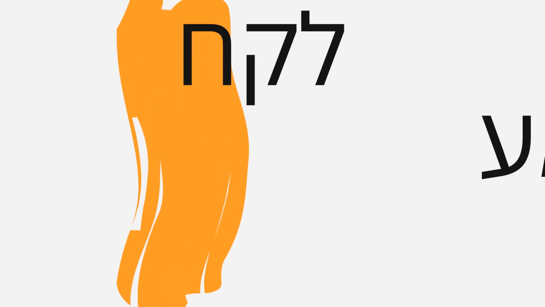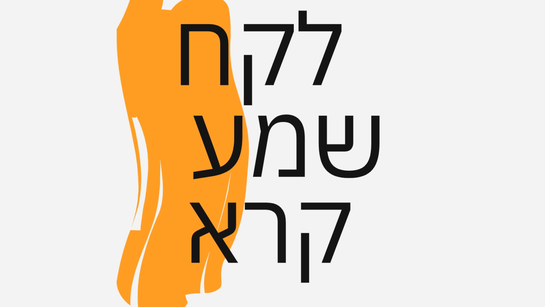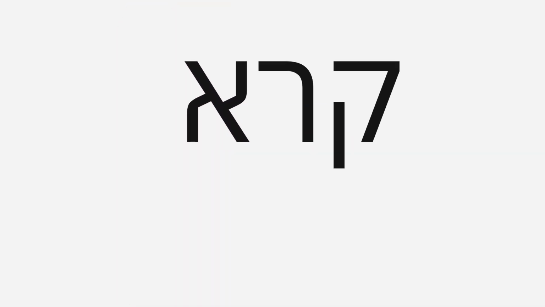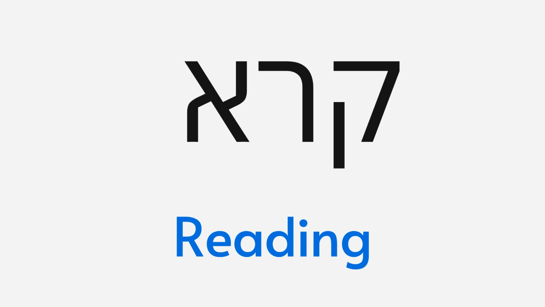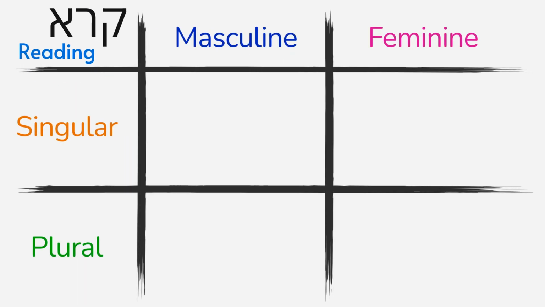For the rest of this one, we are going to be looking at the present tense of verbs whose roots end with the letters Chet, Ayin, or Aleph, some of whose forms are different from those of other roots. Roots ending with Aleph are the simplest, so let's start with the root Kuf Resh Aleph, which has a meaning of reading. The masculine singular form of its present tense is regular.